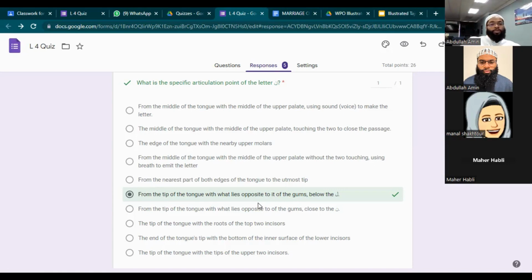And how many sounded letters are there total? How many letters does Arabic have? 28, right? 28 sounded letters. So more than a third of the letters are on the tip of the tongue. SubhanAllah, this is the creation of Allah. Okay.